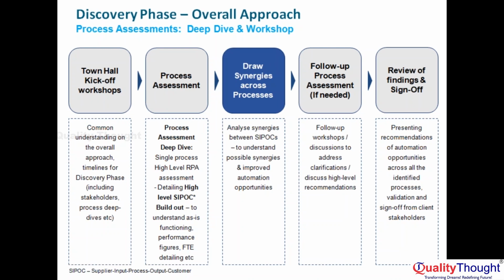Then we select some sample processes, two, three, four, five, and we do a deep dive. I will show you how we do process assessment practically. We have a template to do the task. We capture the complete process information. How we capture it, I will explain to you. We call it process assessment. Then, draw synergies across the processes. For example, your client might have five different processes, but some of the steps are common.